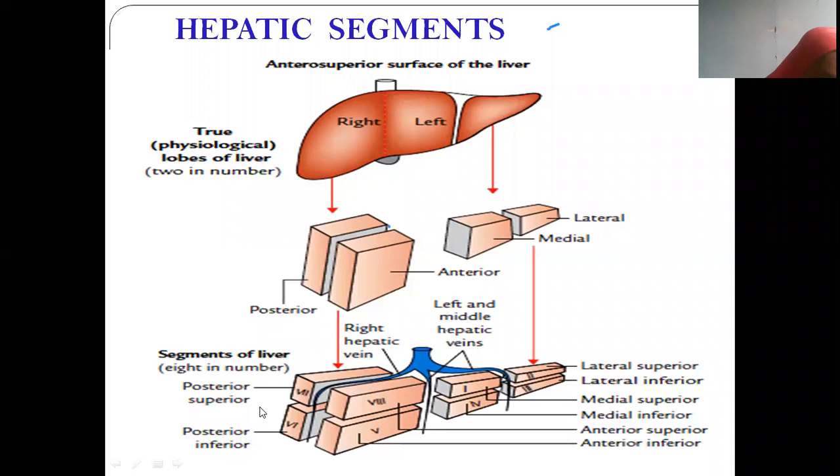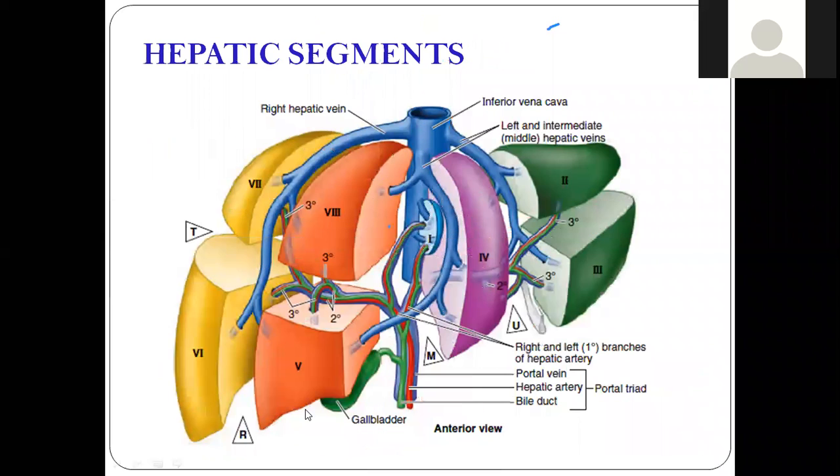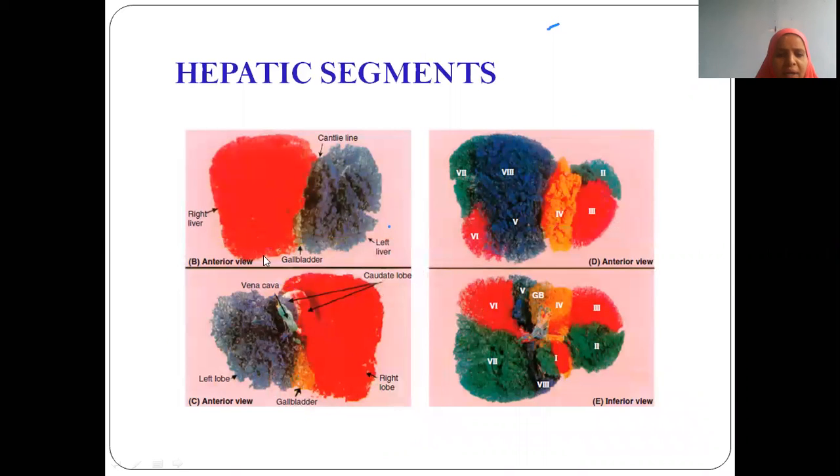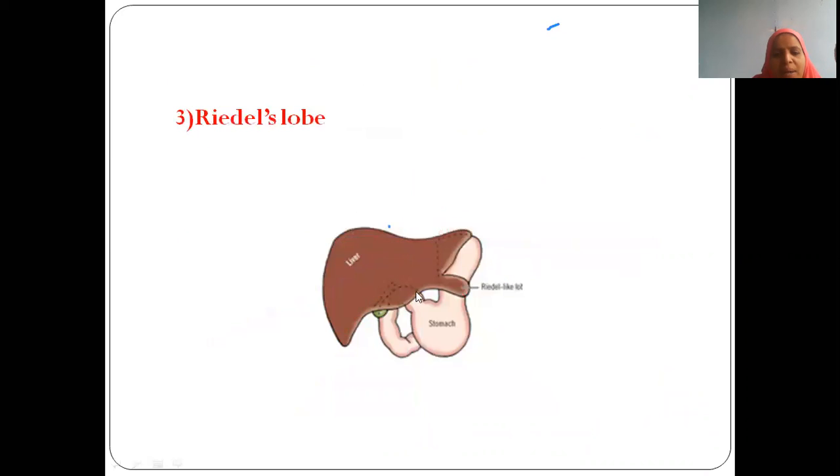Is this clear? Yes. So different colors have been shown, like we have seen for bronchopulmonary segments also, different colors we can use. Similarly here also for hepatic segments, different textbooks will give different colors. Sometimes there may be an extra lobe, like the azygos lobe for the lung, no? Sometimes it may be present. Similarly there may be a radial lobe for the liver also.